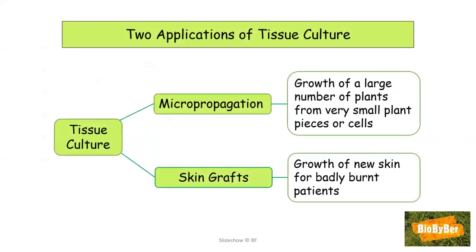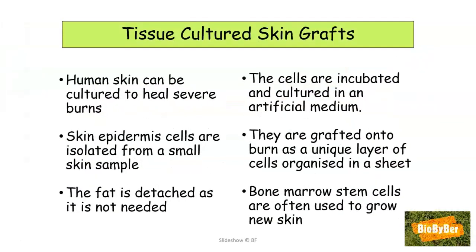Now, let's look at the second application of tissue culture, the use of tissue culture in the process of growing new skin for badly burnt patients. Human skin can now be cultured or grown to heal severe burns. In the past, a piece of healthy skin would have to be taken from elsewhere on the body and grafted on to the site of the burn.